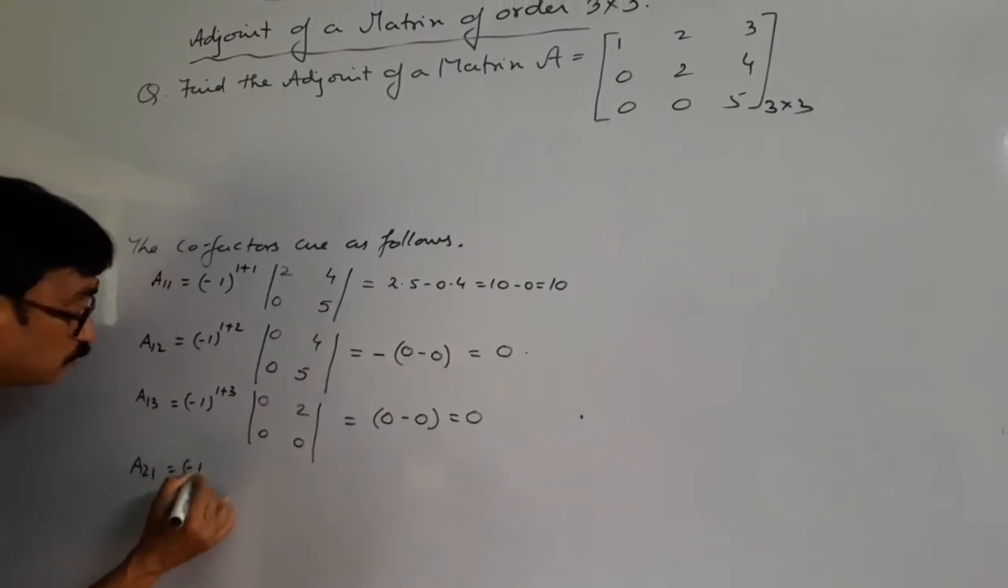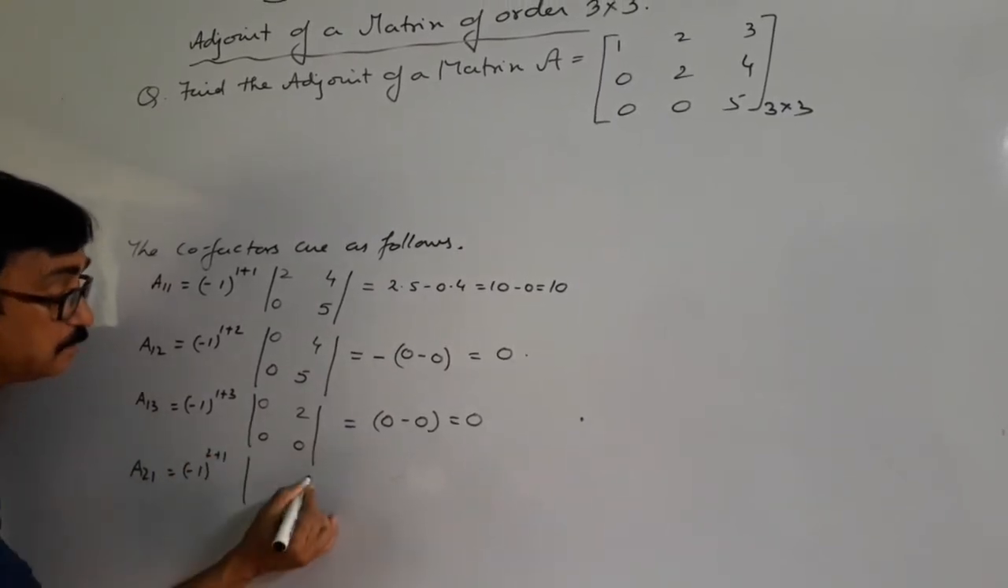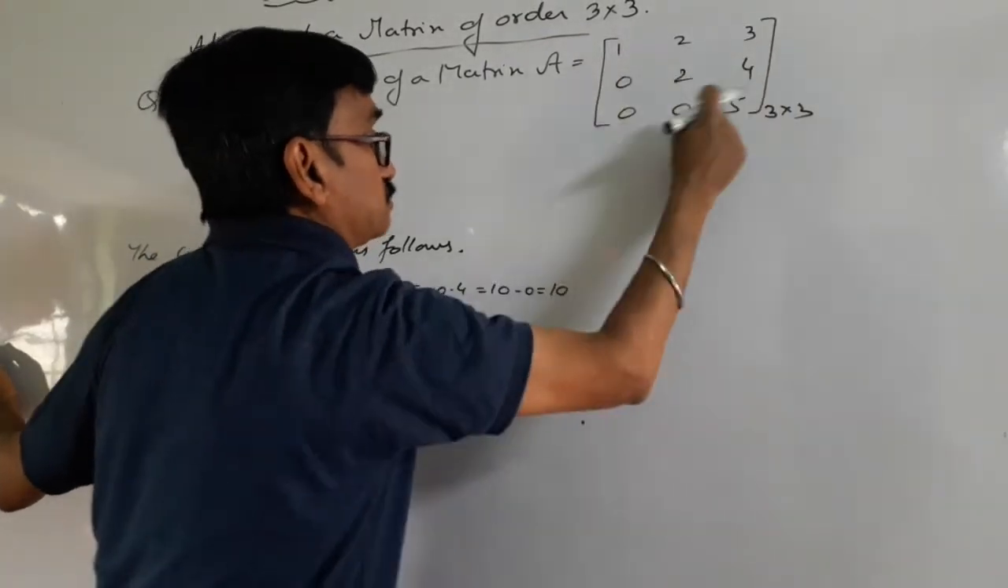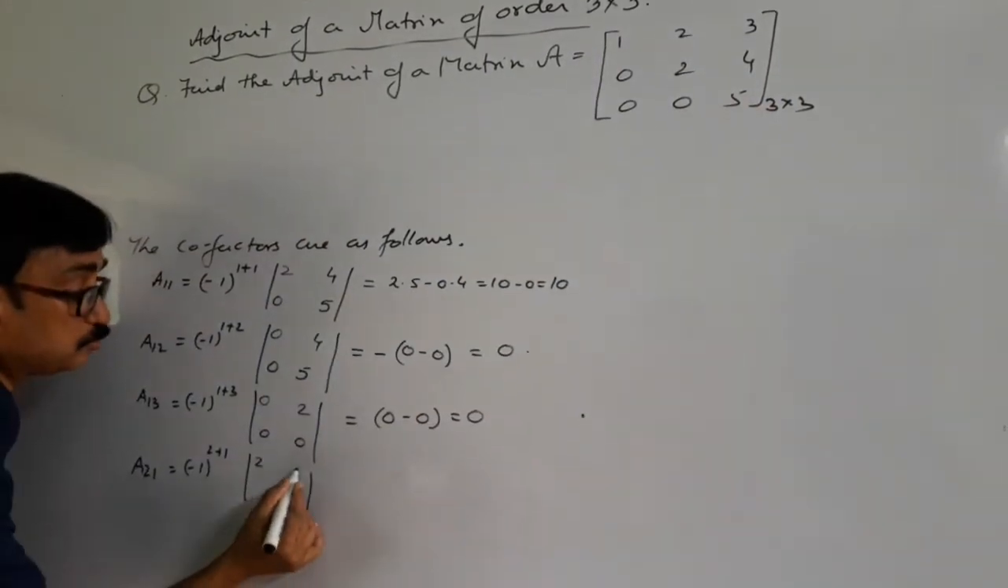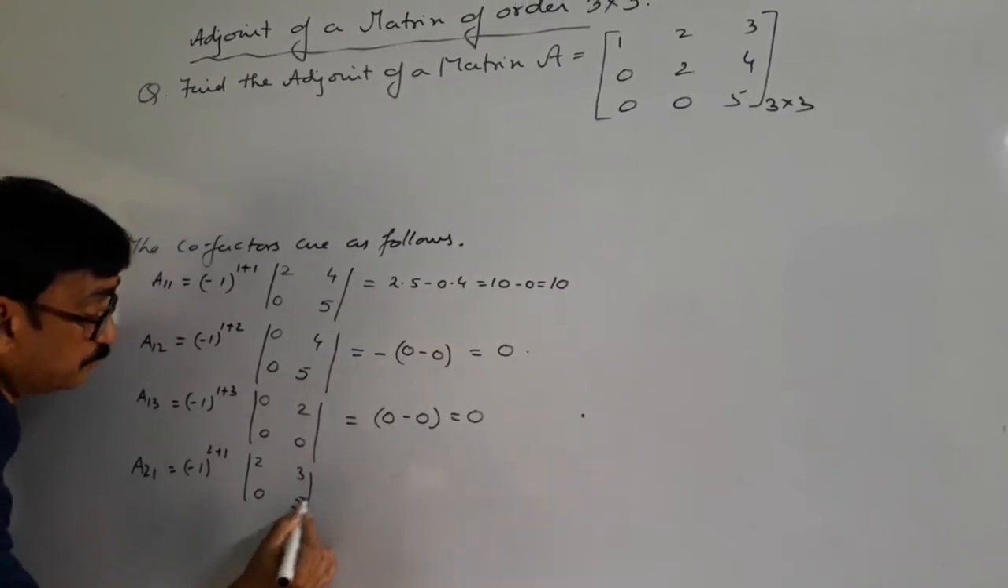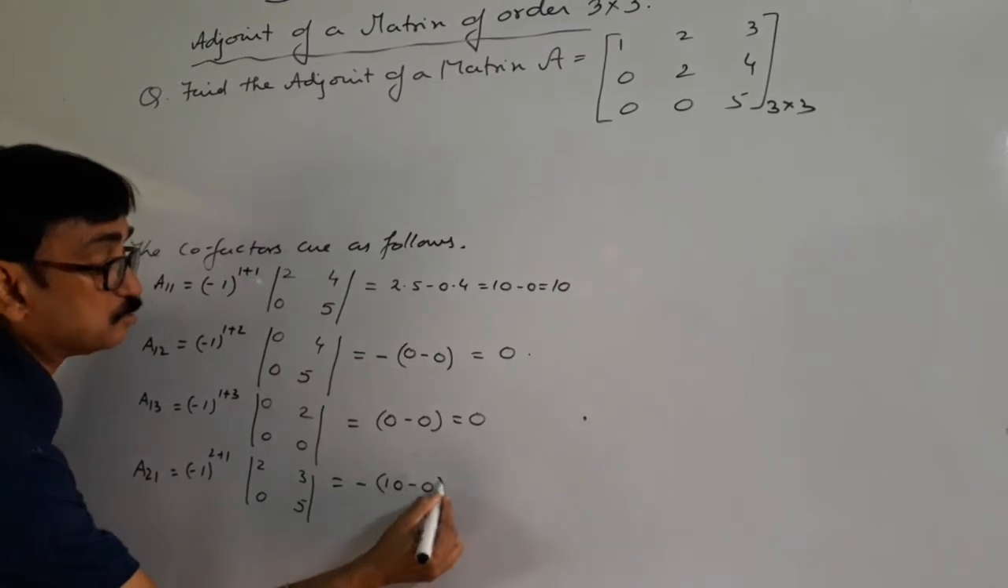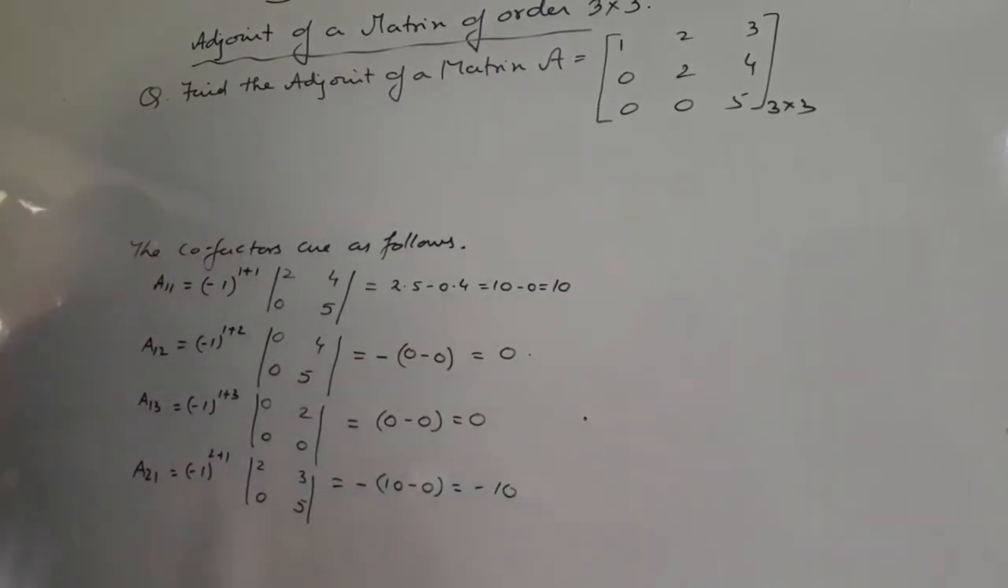A21 is minus 1 to the power 2 plus 1. Second row and first column are deleted, leaving 2, 3, 0, 5. That is minus of 2 into 5, 10, minus 0, which equals minus 10.